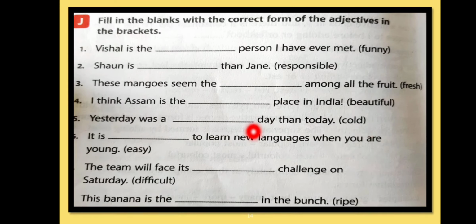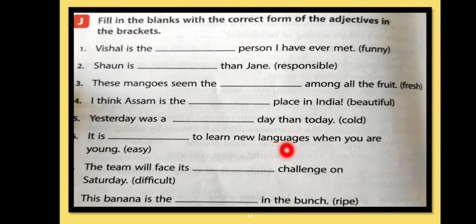Yesterday was a dash day than today, in bracket cold. So here there is a comparison, than is used, so we have to use the comparative form of cold, which is colder. Yesterday was compared with today, right? And we use the word than, so we have to use colder.